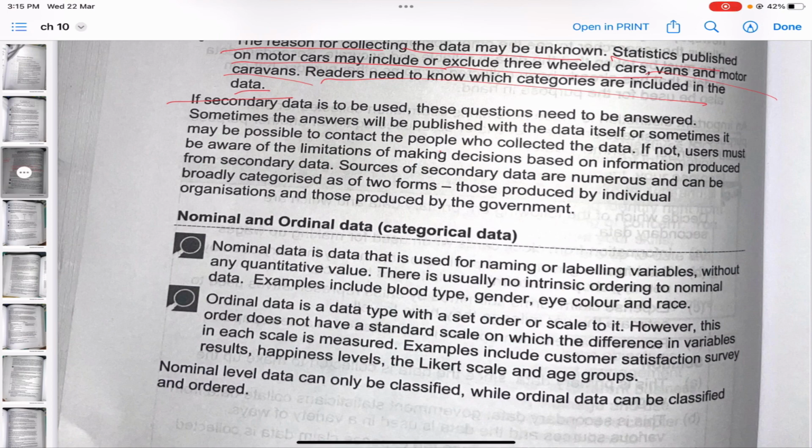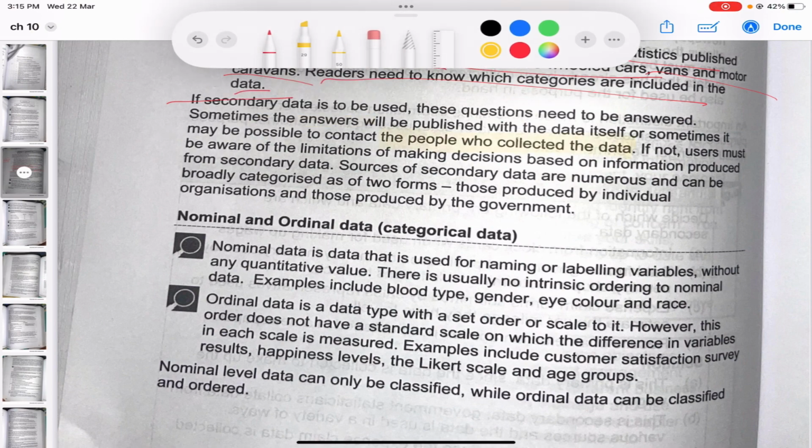Sometimes the answers will be published with the data itself, or sometimes it may be possible to contact the people who collected the data. If not, users must be aware of the limitations of making decisions based on information produced from secondary data. It is always best to conduct the research by yourself and come up with the data by yourself. In that way, it will be reliable in nature and you can answer all the questions. But if that's not possible, then whenever you are publishing your document, you need to mention what the limitations are.